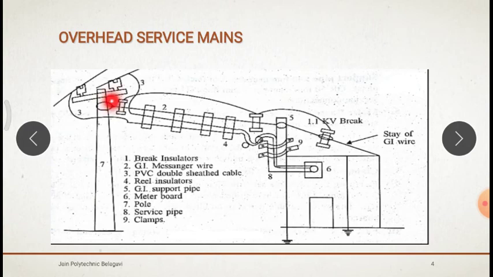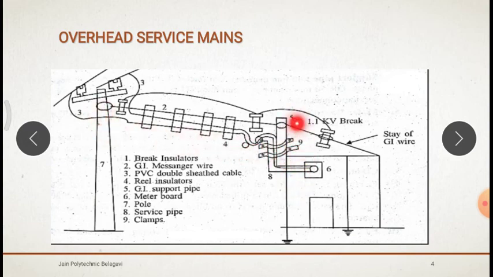In this, you can see this messenger wire. This is the topmost wire and it takes the mechanical load, which is why it is called a messenger wire. See, PVC double sheath cable you can't connect directly. To hold that load, we are using one messenger wire here. And this messenger wire is tied to the supporting pipe, one side to the pole and the other side to this service pipe.